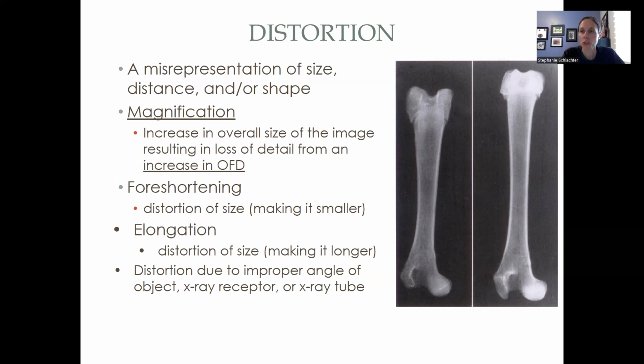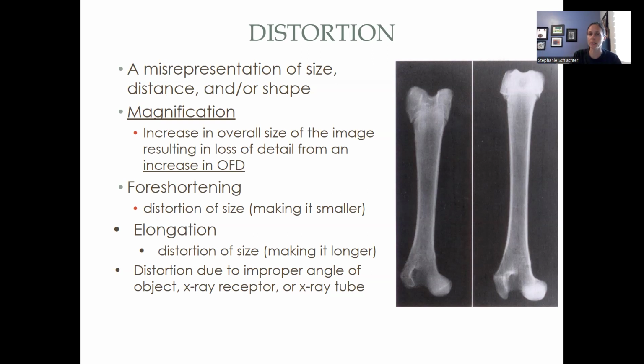Okay, so distortion by definition means we're misrepresenting the size, the distance, or the shape of an object. So the big one we think about and like to talk about is magnification. That's when we make the overall size of our image bigger or smaller, mostly bigger, right? When we're talking about magnifying, okay?